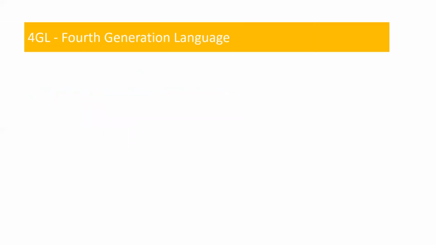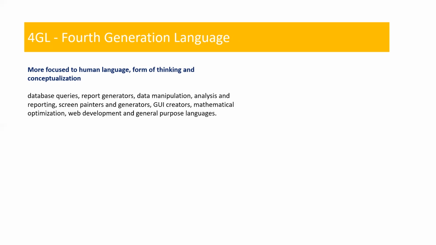Now let's move to the fourth generation language. The fourth generation language moves toward more human language. It is like our way of thinking, of conceptualization; they are trying to simulate the human thinking process in these languages. Most database queries, data manipulation, analysis and reporting, report generators, GUI creators, and mathematical optimization use fourth generation languages. Some examples are SQL, Octave, MATLAB, Python, and Pulse.